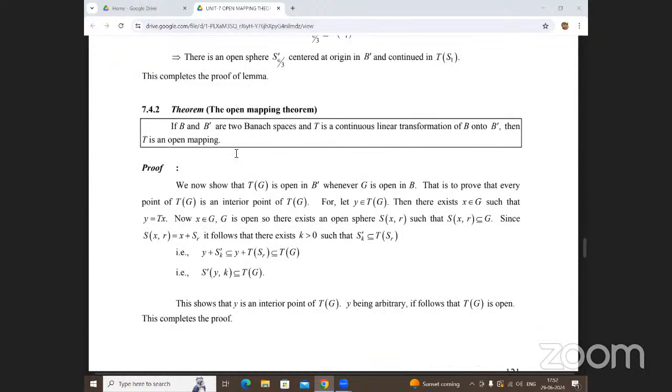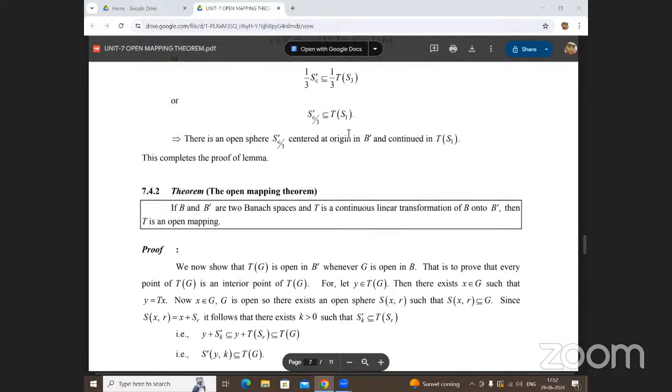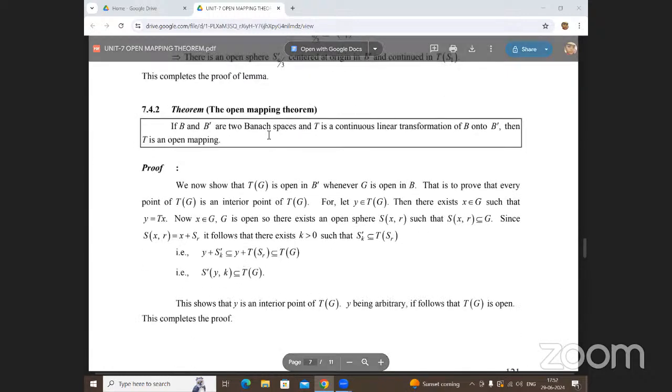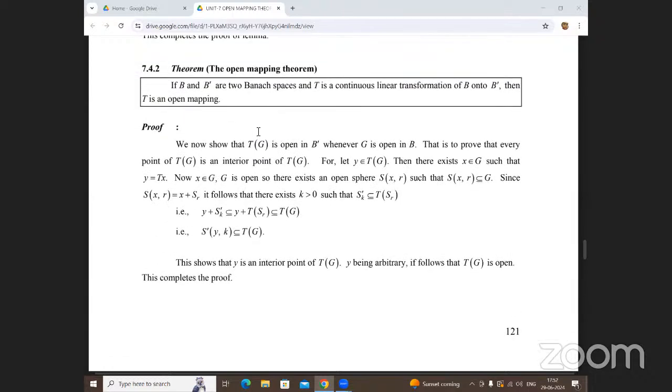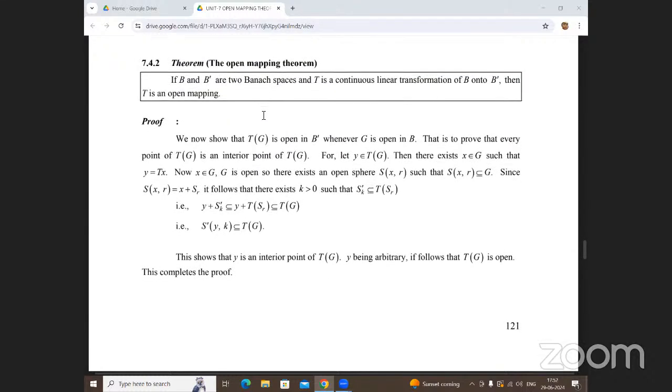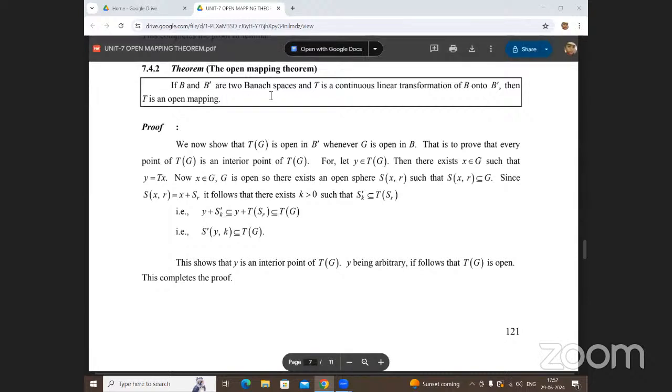Now the direct theorem is the open mapping theorem, according to the above lemma. Simple statement. Students, listen carefully. These are very interesting theorems in functional analysis: the Hahn-Banach theorem, Baire category theorem, open mapping theorem, closed graph theorem, and some other theorems we will discuss in further sessions. Now that is the open mapping theorem.